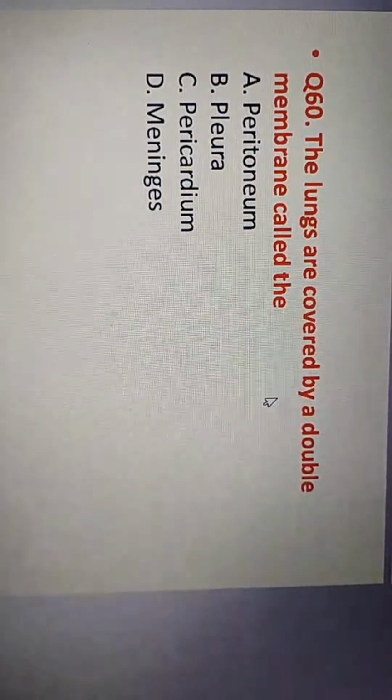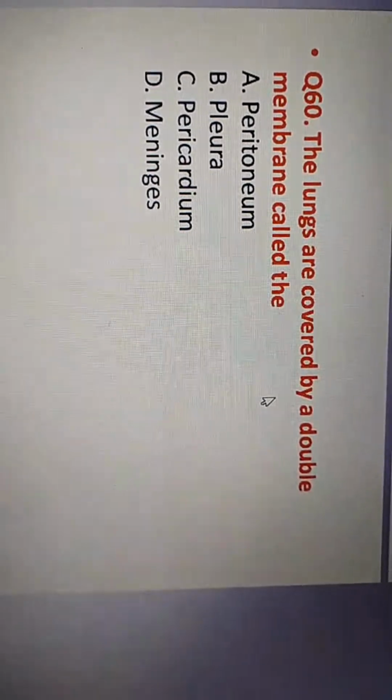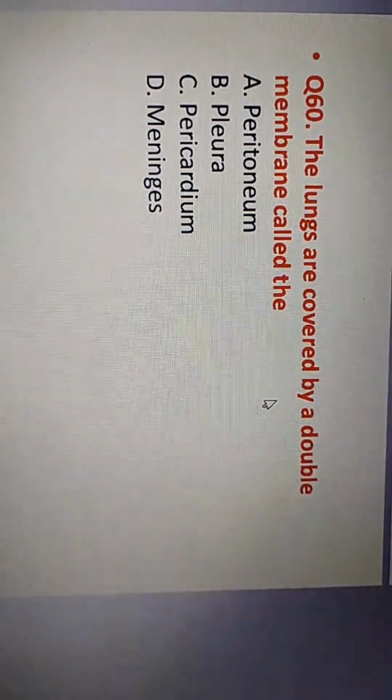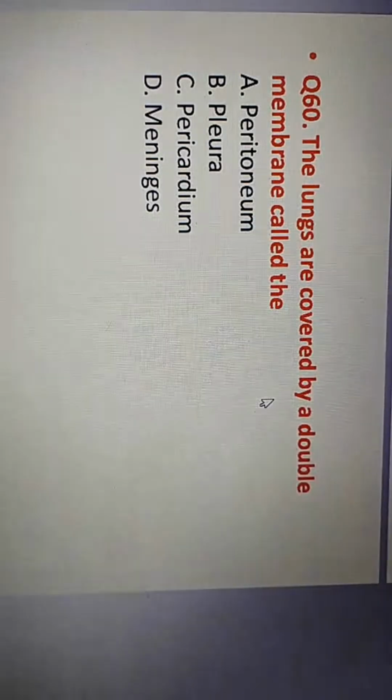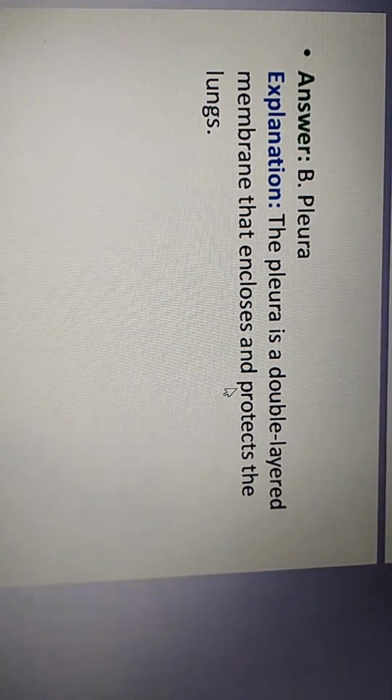The next question. The lungs are covered by a double membrane called option A peritoneum, option B pleura, option C pericardium, option D. The correct answer is option B pleura. The pleura is a double membrane.